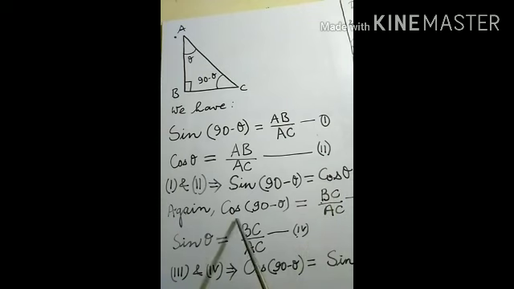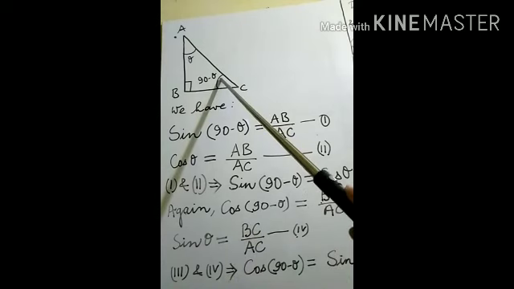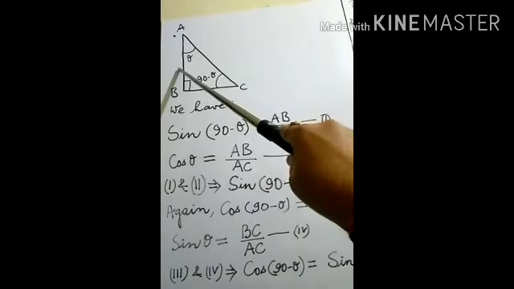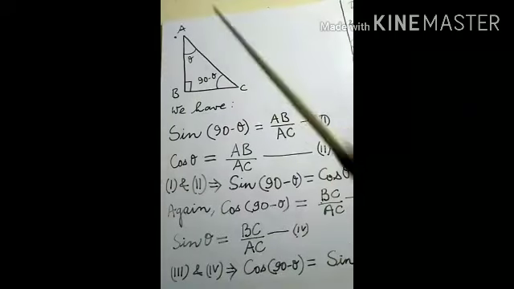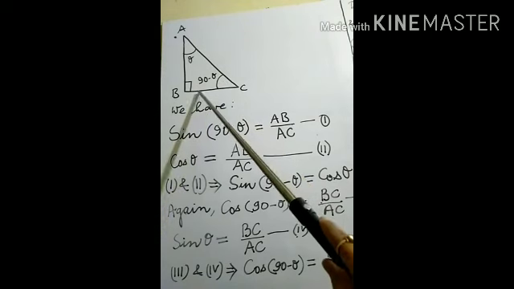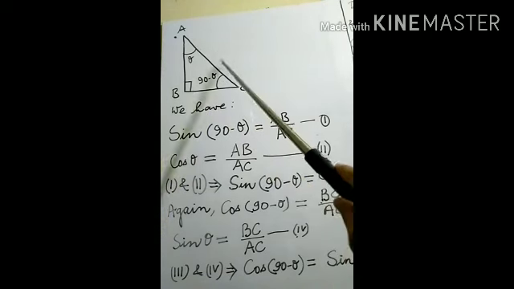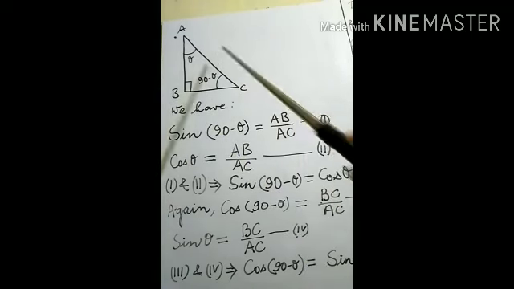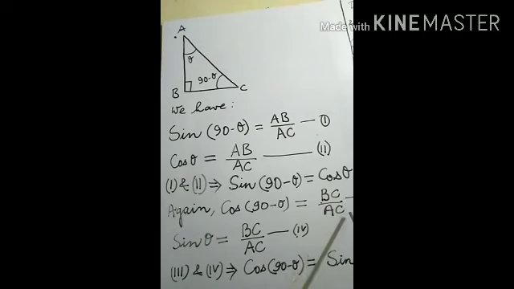Again we have to consider cos 90 minus theta. See, 90 minus theta is here. Now cos 90 minus theta, for this theta, this one is base, this one is perpendicular and this one is hypo. So cos 90 minus theta is the relation of base to hypo. What is base here? BC. And what is hypo here? AC. So this one is BC upon AC. So cos 90 minus theta equals BC upon AC.